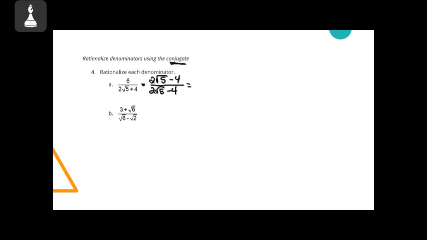On top, I'm going to have to do 6 times both of these pieces. It's being distributed in. So 6 times 2, 12 root 5, minus 6 times 4 is 24. Now, on bottom, I'm going to teach you the shortcut for now. This is what's going to be a difference of squares. So anytime you multiply the same numbers, one plus, one minus, the result is going to be the first one times the first one minus the second times the second.